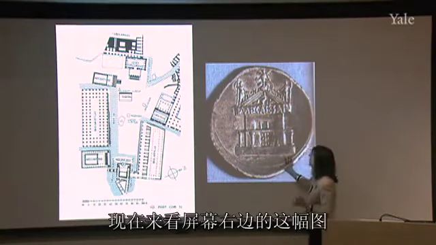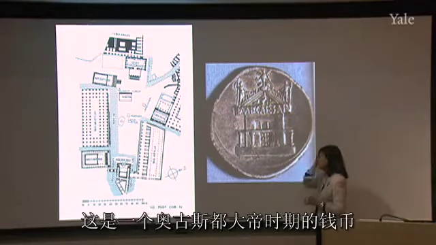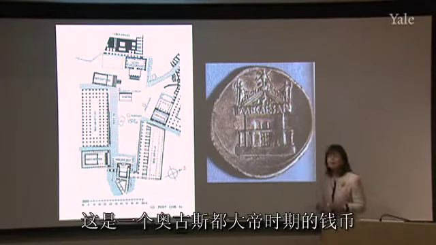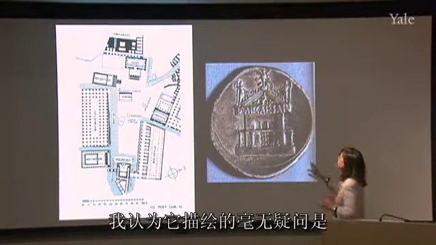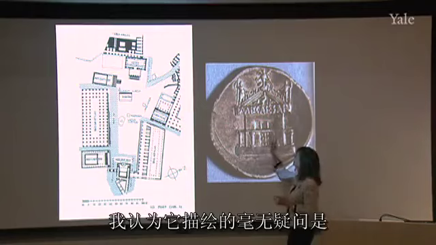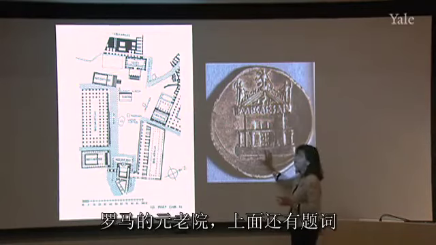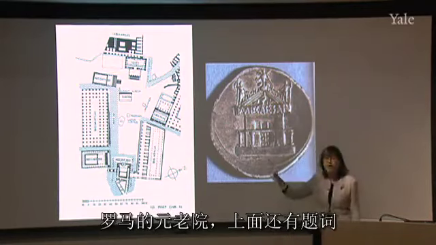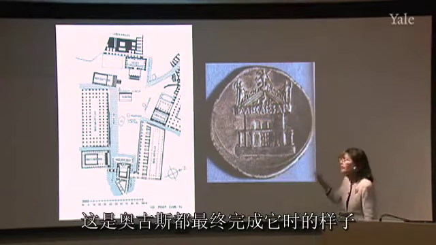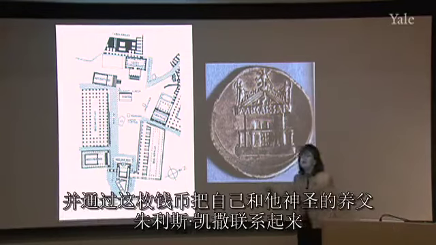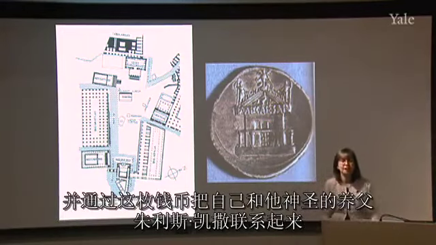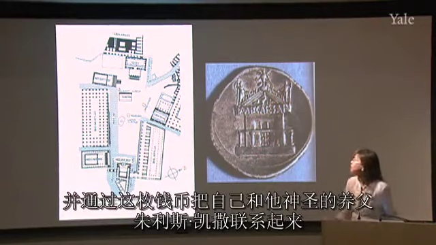Now, what you're looking at here on the right-hand side of the screen is a coin that comes from the period of the Emperor Augustus, and it purports to represent, and I don't think there's any question that it represents, given its inscription and so on, the Senate House in Rome, as it would have looked as completed by Augustus. And he's in fact celebrating the completion of this monument and associating himself through this coin with his divine adoptive father, Julius Caesar.